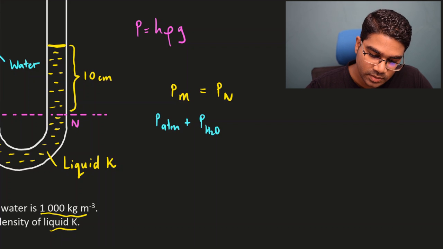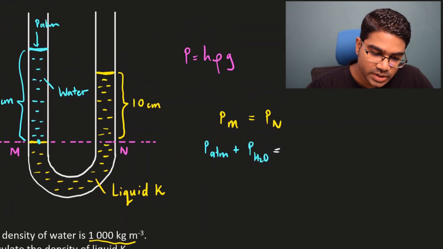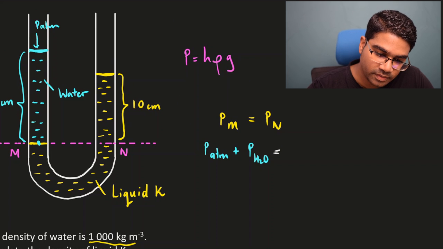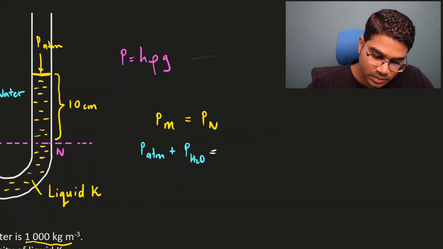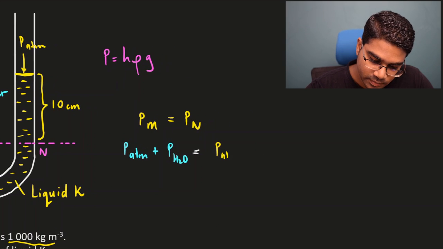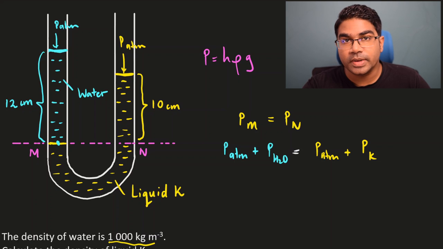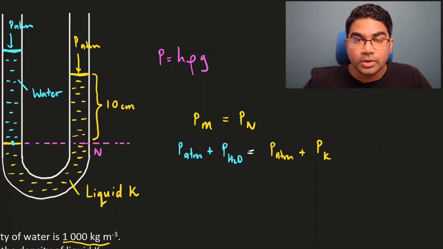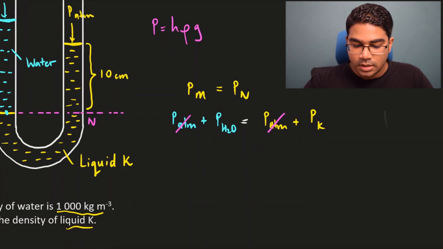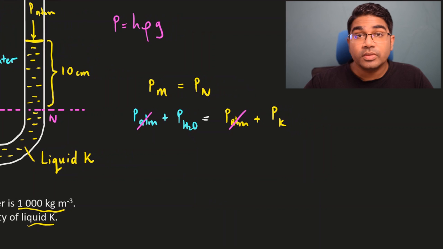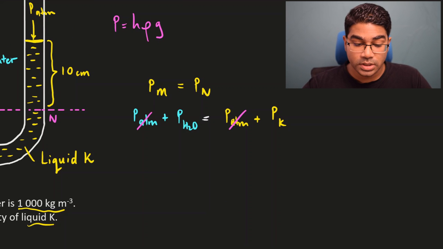Now this must be equal to the pressure at N. So at N, once again we have atmospheric pressure plus the pressure exerted by liquid K. Now all that we need to do is substitute the values. The first thing you will notice is that we can subtract atmospheric pressure from both sides of the equation. So we have eliminated atmospheric pressure. We are left with pressure of water equals pressure of liquid K.